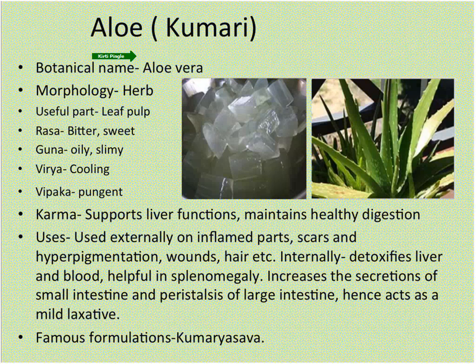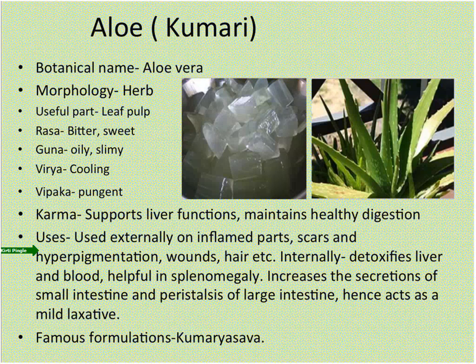Then another herb is Kumari. Its botanical name is aloe vera. Morphologically, it is an herb, and the useful part is the leaf and pulp. It is very bitter, sweet in nature, but it is oily, slimy, and its virya is cooling, but vipak is pungent. So mainly it supports liver function and maintains healthy digestion because of its bitter and pungent gunas, qualities.